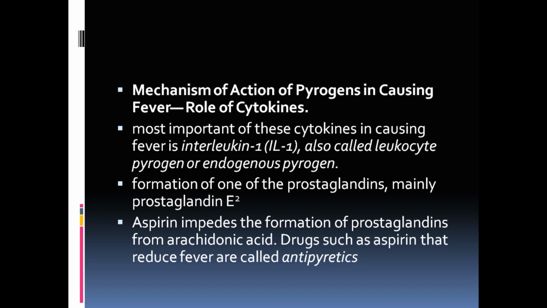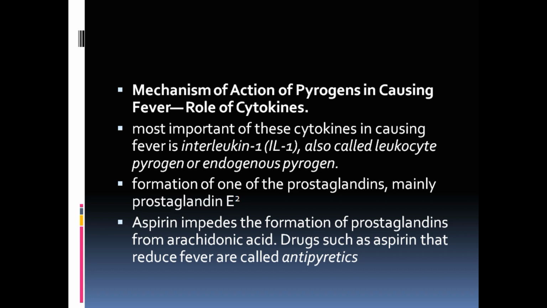This interleukin 1 acts on the hypothalamus, the posterior hypothalamus temperature regulation center, by formation of prostaglandin, mainly prostaglandin E2. There are certain substances which can work directly on the hypothalamus, and there are other substances which act indirectly by formation of prostaglandin E2. There comes the role of the drugs which can alter this.